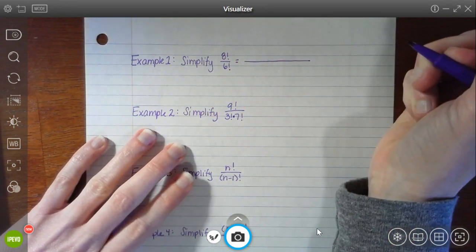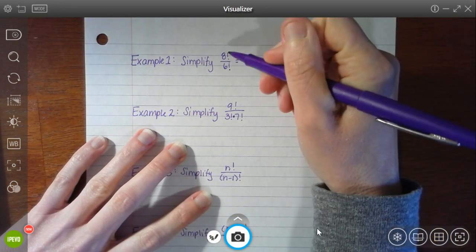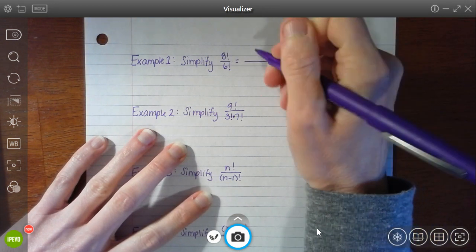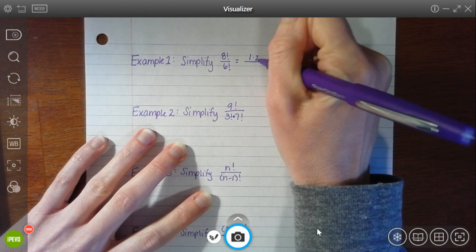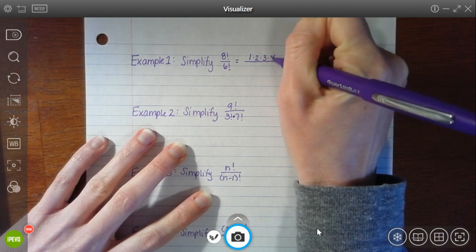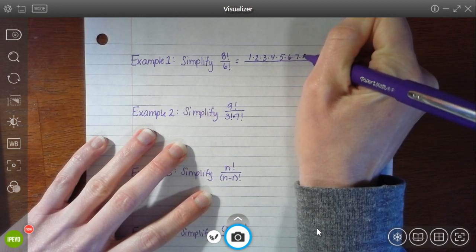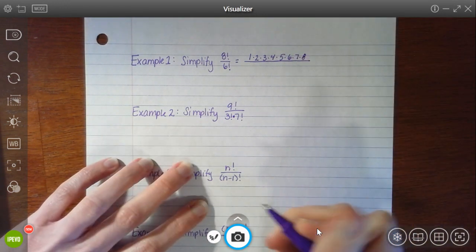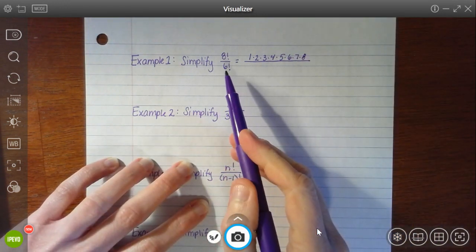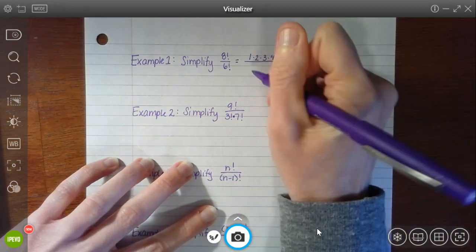of the factorial. So if I were to use the definition for 8 factorial, I would start with the number 1 and multiply all of my integers until I got to that number of 8. And then in my denominator, I can do the same thing. I can use the definition and expand out 6 factorial.